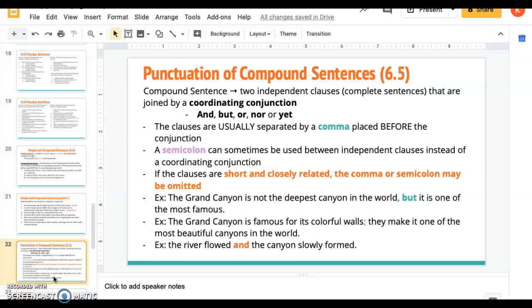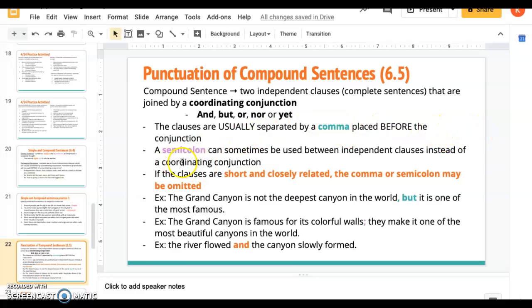Now let's look at the punctuation of compound sentences, okay? Compound sentence, like we said before, has two independent clauses that are joined by a coordinating conjunction. Now here's a coordinating conjunction: and, but, or, nor, or yet. Okay, those are all coordinating conjunctions. The clauses are usually separated by a comma placed before the conjunction, the coordinating conjunction, okay?